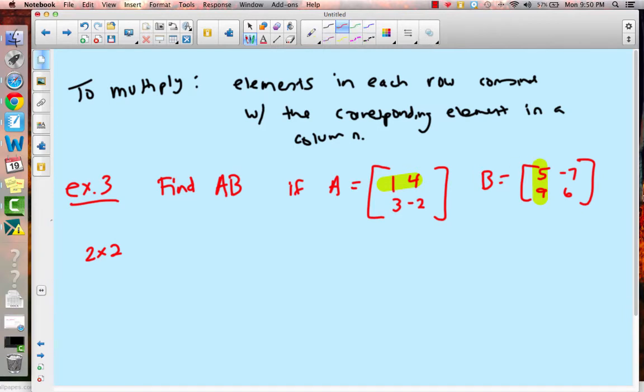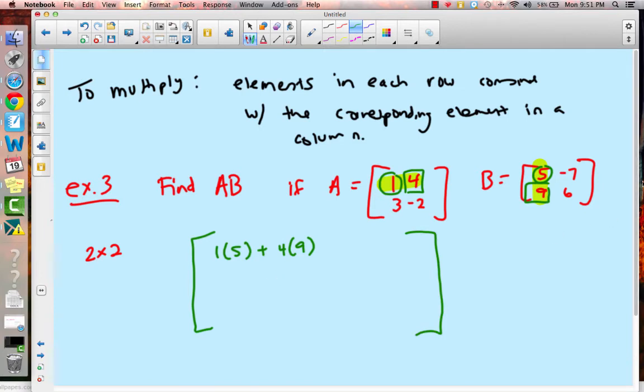And what we're going to do is multiply the corresponding parts. So the first number in matrix A with the first number in matrix B. Okay? And that's going to be 1 times 5. Then you have to go to the second part of that row with the second part of that column. So we're going to add these together. So 4 times 9. So this is going to be our first spot of our 2 by 2 matrix.